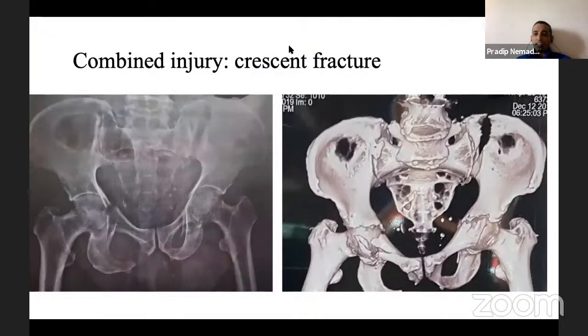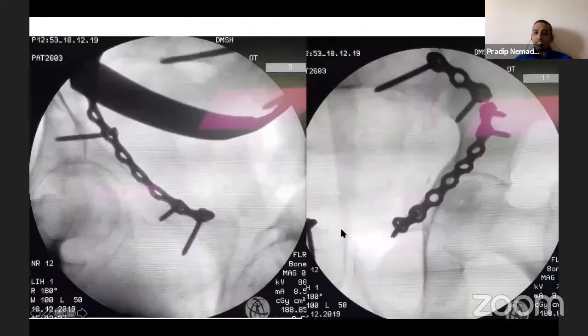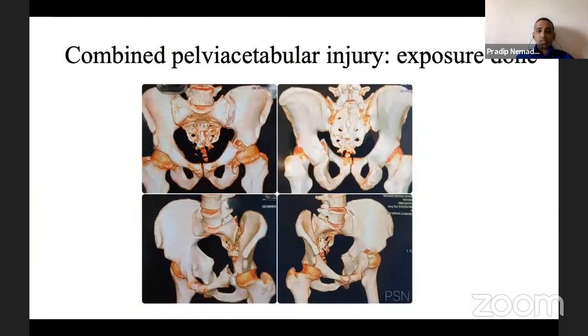Sometimes we have combined pelvic-acetabular injury. It's an elderly gentleman like this, again, a crescent fracture, and we can fix it. Since the approach has already been done, we can fix it with the sacroiliac plate posteriorly, followed by acetabular fixation. We can do the same thing by a Stoppa approach and release. So everything can be done in a smaller incision and smaller surgical footprint.